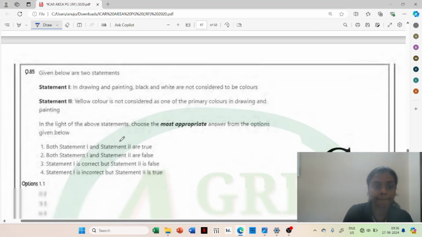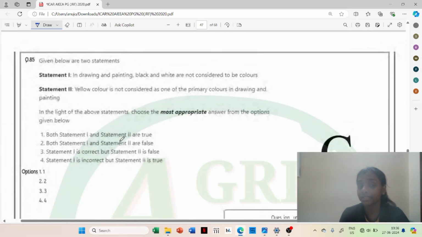Next question. In drawing and painting, regarding the color theory, this is the third question on color theory. In this question paper a lot of questions from communication and communication methods have already come, mostly in the form of statement questions. First statement: in drawing and painting, black and white are not considered to be colors, which is a correct statement because black is generally considered as an absence of colors and white is considered as a sum of colors. So in drawing and painting, they will not come in either primary, secondary, or tertiary colors. So the first statement is correct.